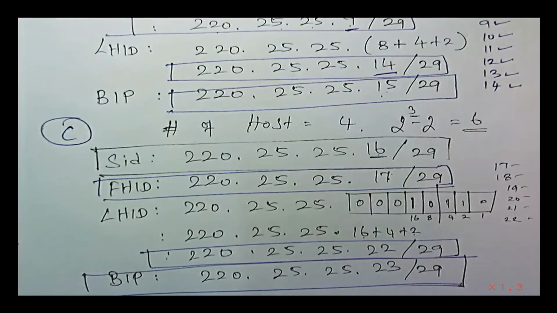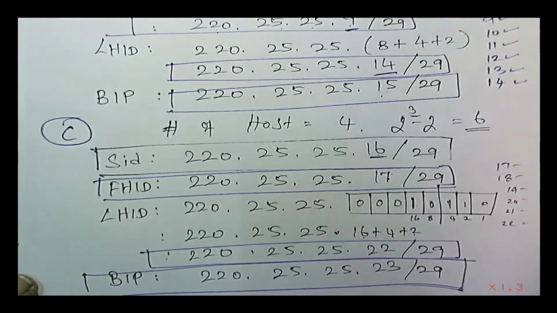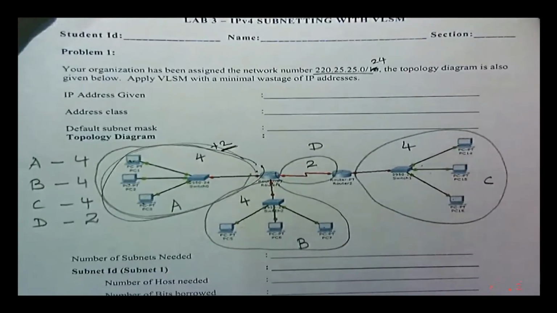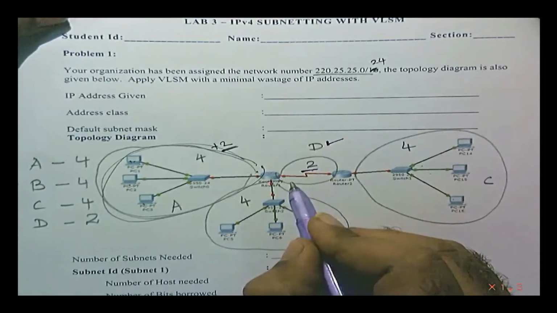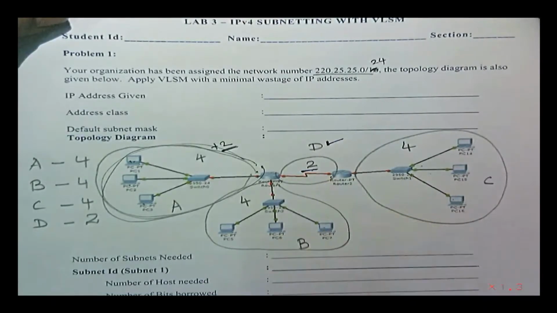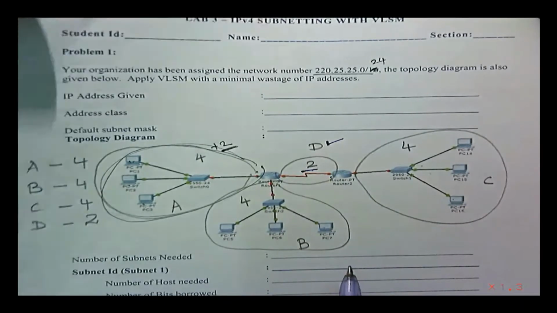Now I'm going for the fourth subnet. So the fourth subnet is D. So here the number of hosts is only 2. If you want, you can see the topology diagram. In the topology diagram we already decided. So the last subnet is going to be D. The number of hosts, how many hosts are available, means only 2. So 2 IP addresses are enough. Okay, only 2 IP addresses we need. Now we are going for the last subnet, subnet D.